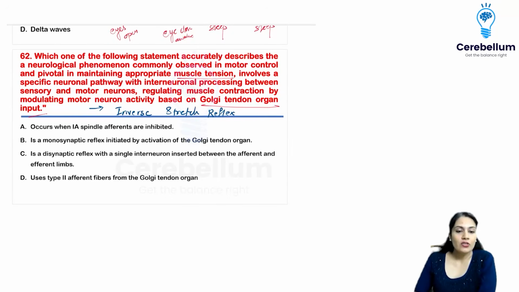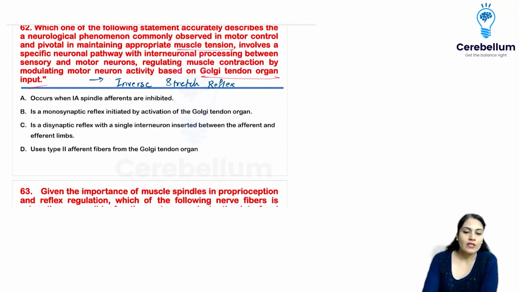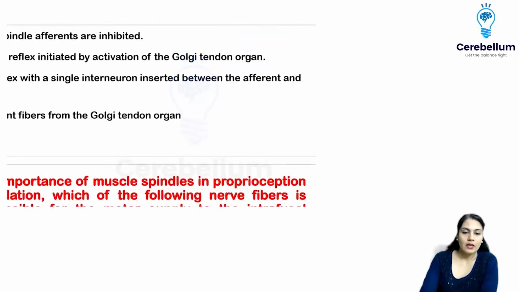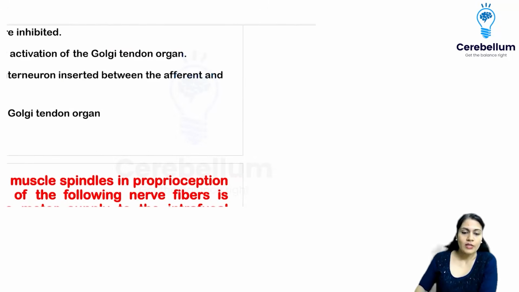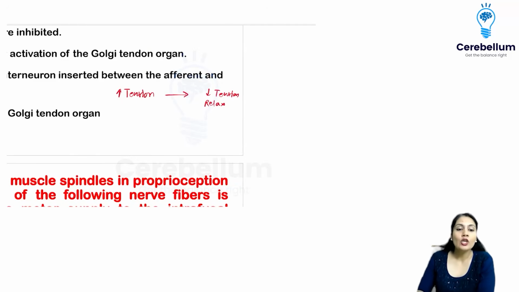So inverse stretch reflex. What is inverse stretch reflex? Let's write it over here. Whenever you have excessive stretch, it causes the highest tension. So you want to decrease the tension, which means you want to relax the muscle. Right? So whenever you have a higher tension, the Golgi tendon organ will be stimulated.